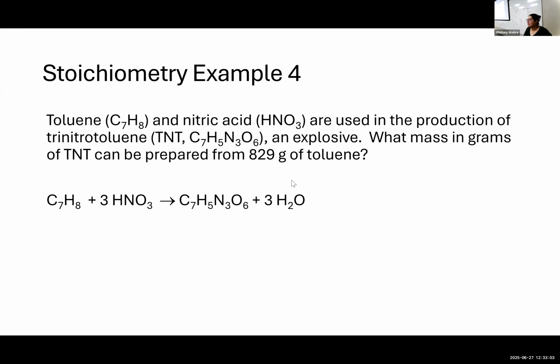So this is essentially the same type of problem, but they were nice enough to give us the balanced reaction. So all we have to do here is figure out what equivalents are important. Read the question thoroughly. I recommend reading a couple times until you really are sure of what it's asking for. Toluene and nitric acid are used in the production of TNT, trinitrotoluene, an explosive. What mass in grams of TNT can be prepared from 829 grams of toluene?